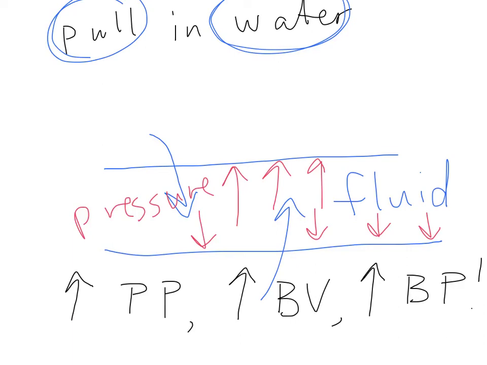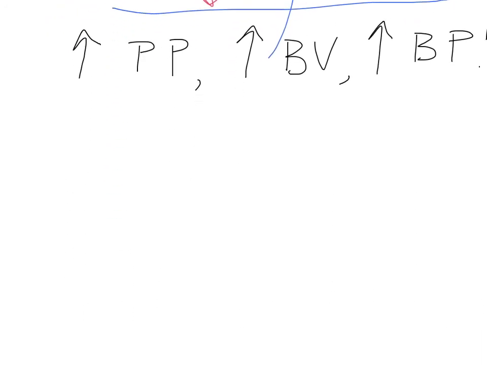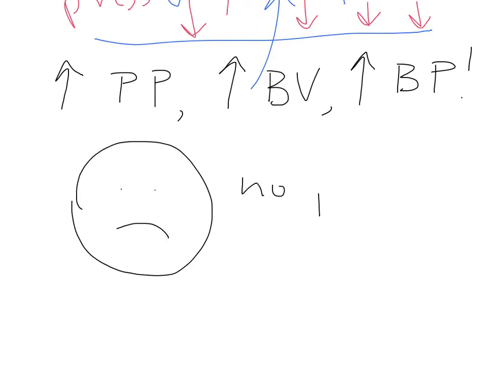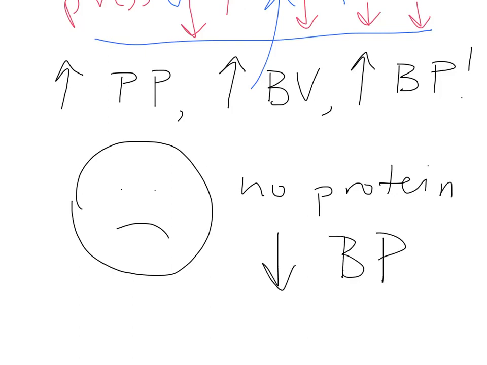This is why in people who are really malnourished and don't have enough protein in their diet, they tend to have low blood pressure.